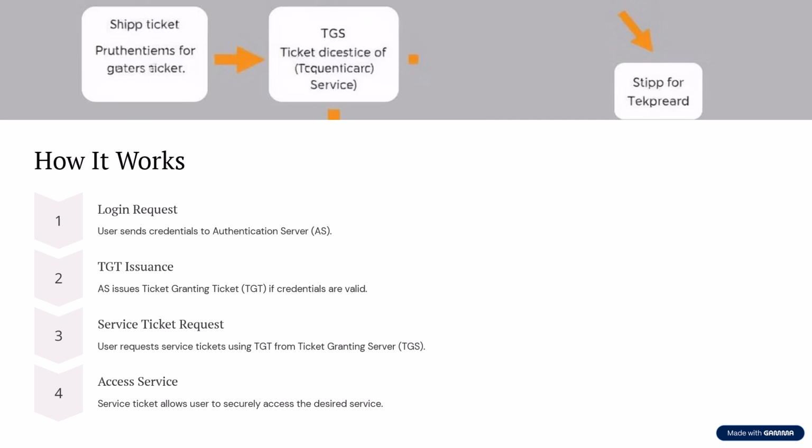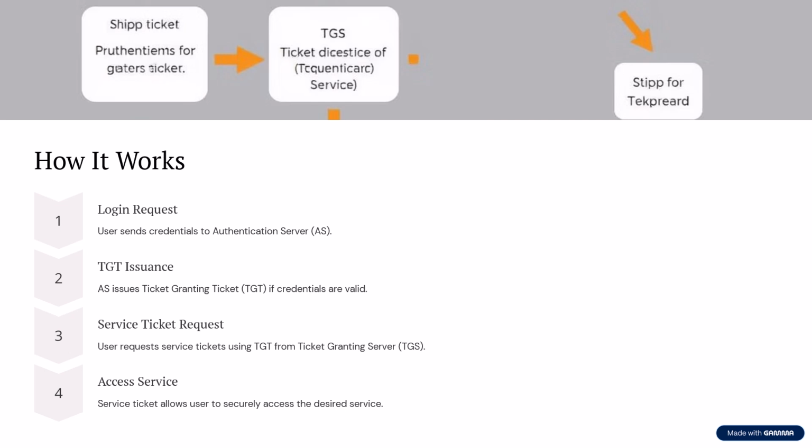Third one is requesting the service ticket. When the user wants to access a specific service like email or file storage, they send the TGT to the ticket granting server and ask for the service ticket. Fourth is the service ticket issued. The ticket granting server verifies the TGT and gives the user a service ticket for the requested service.